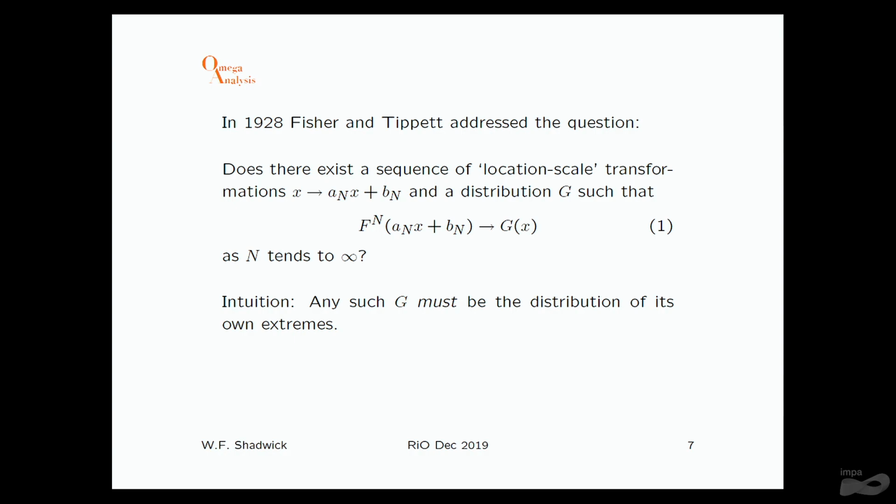Now, if you're going to have such limiting distributions, then they must be the limits of their own extremes. There's no place for them to go. These things might not exist, but if they do, they're going to have this stability property that they're the distributions of their own extremes. And what Fisher and Tippett did, motivated apparently by Tippett working at the Wool Institute in England, and the motivation was breaking strengths of wool fibers, apparently.